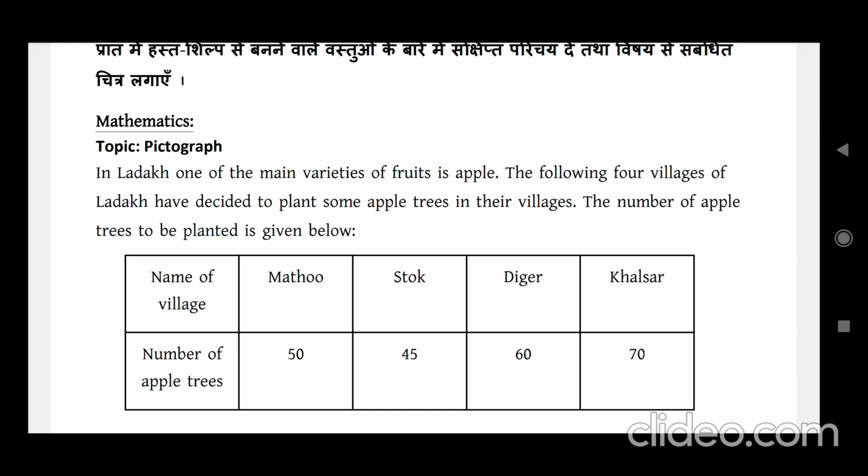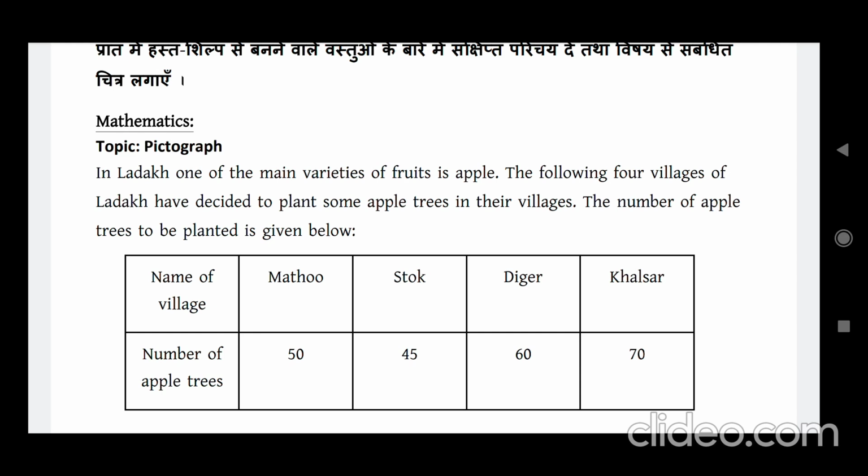And the number of apple trees they have planted are also mentioned. Like Mathu village has planted 50 apple trees, Stock village has planted 45 apple trees, Digger village has planted 60 apple trees, and Khalsar village has planted 70 apple trees.